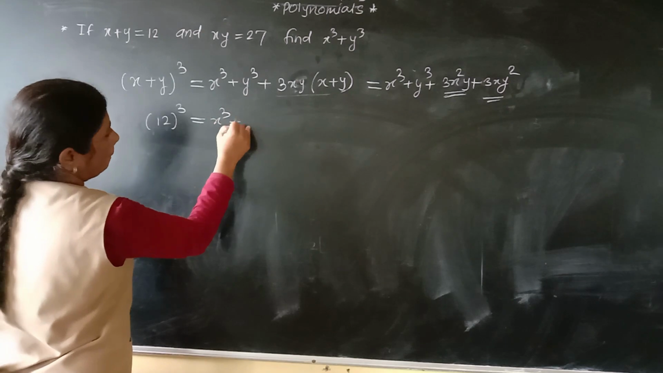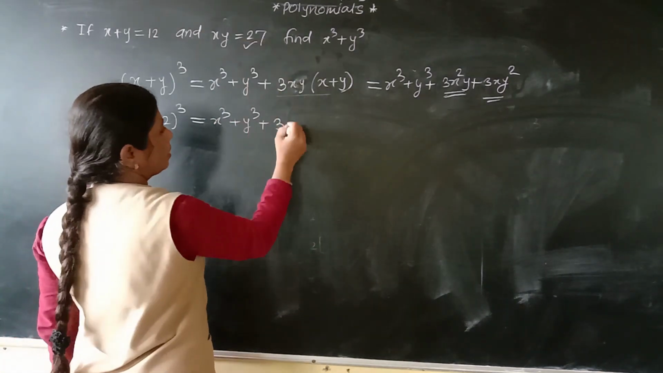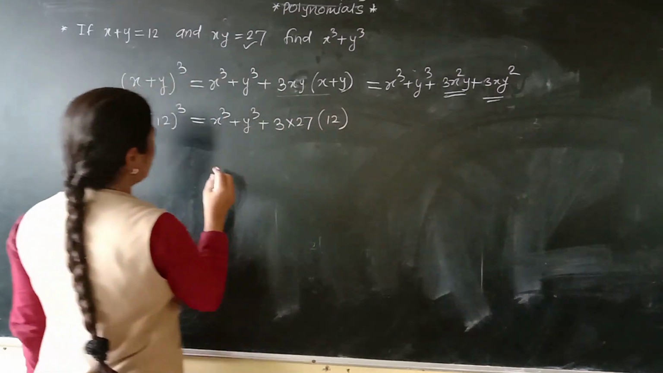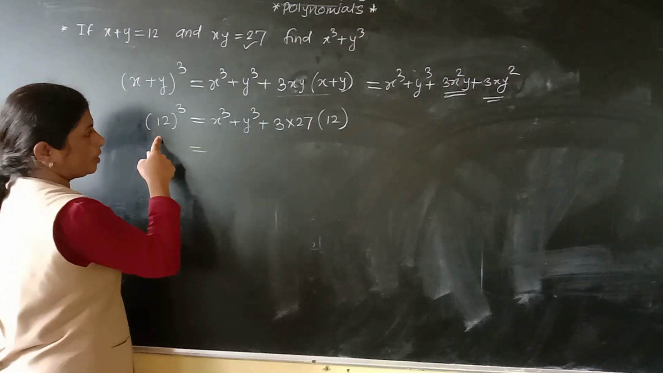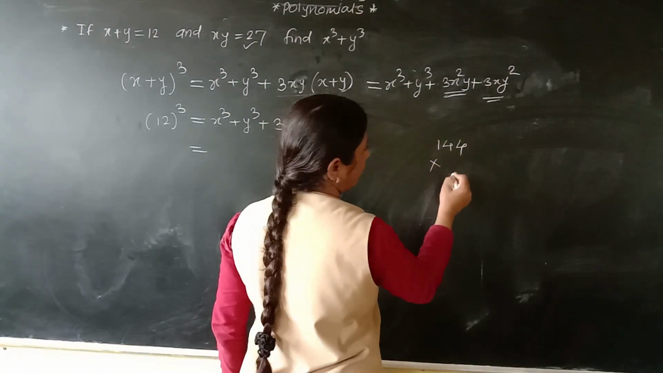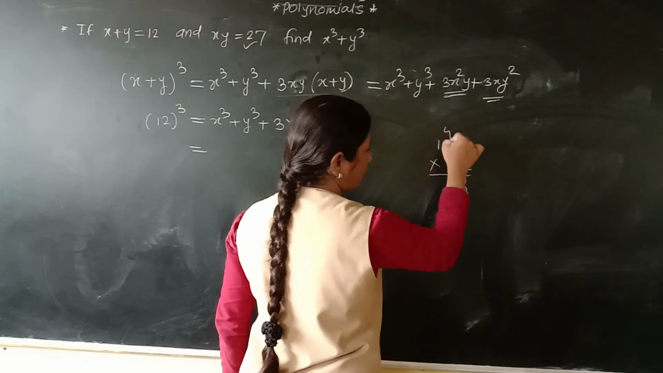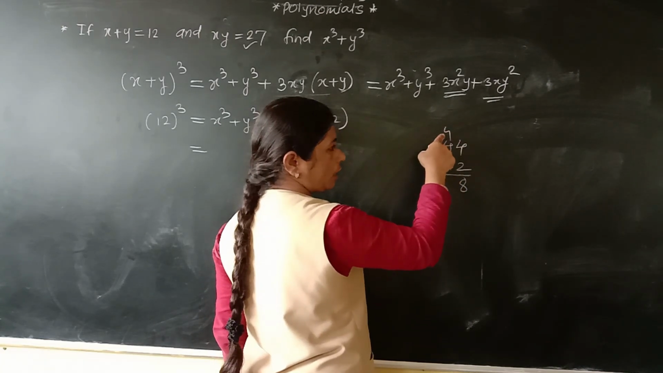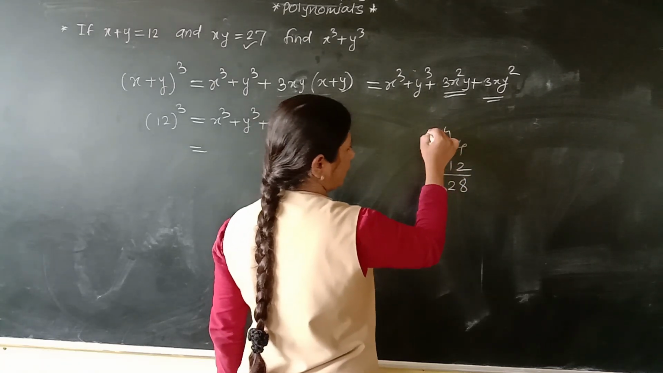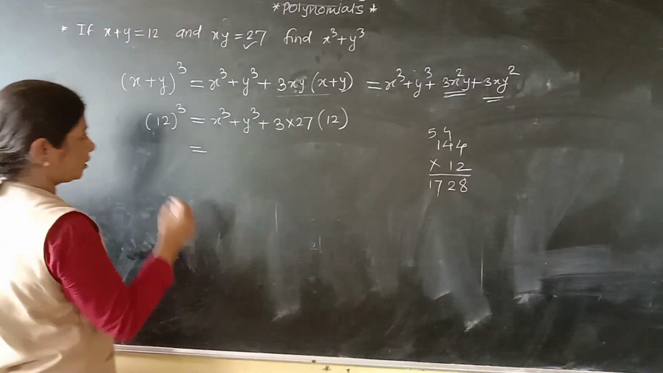So x cube plus y cube plus 3 into xy. Xy value is given for us, that is 27, in bracket x plus y, 12. Okay, so here 12 cube. 12 cube means what? 12 square is 144. Multiply again by 12. So 12 fours are 48, then again 12 fours are 48, 48 plus 4 is 52. Okay, so 2 is there, then 5. So 12 1s are 12 plus 5, 17. Okay, 1728.